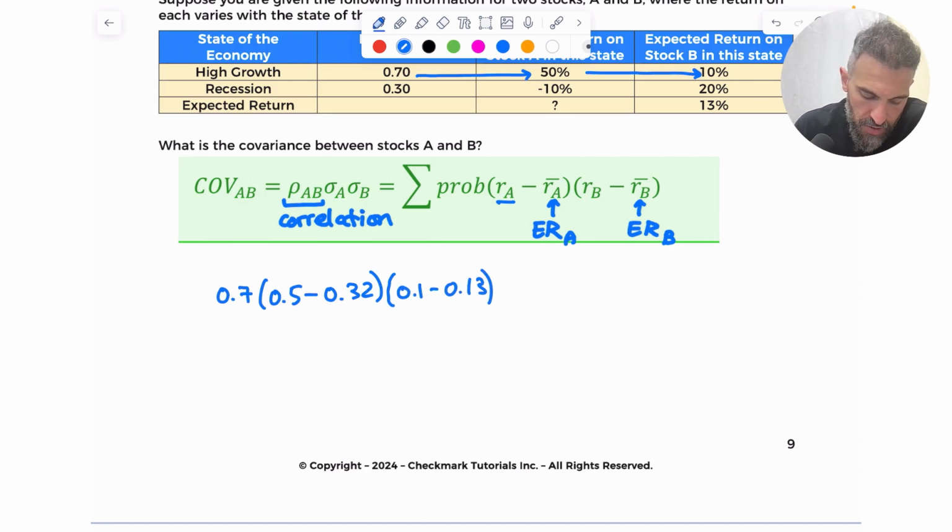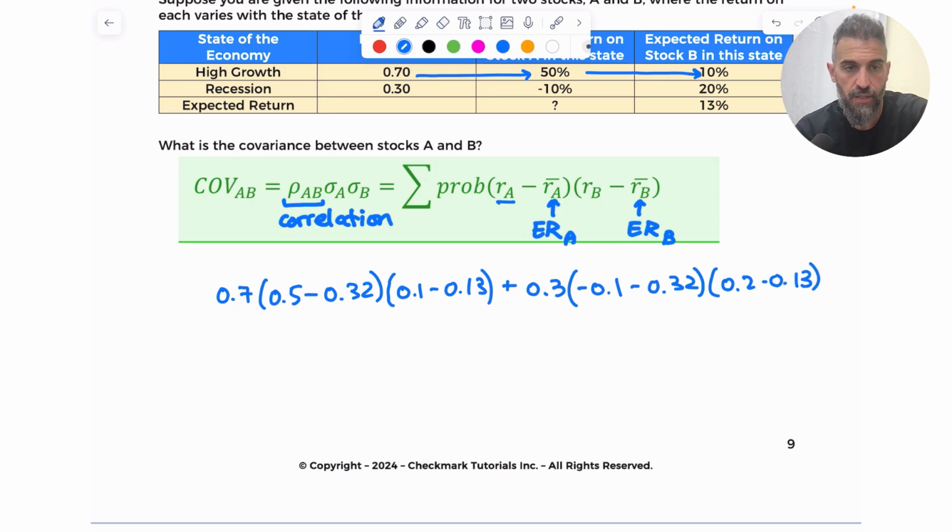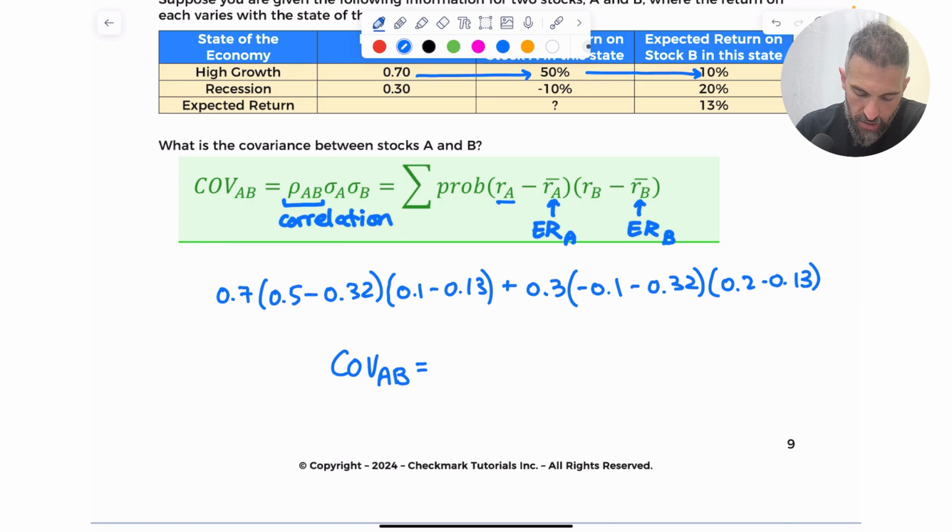And then you'll go down to the next row and do the same thing. 30% probability, negative 0.1 return minus the average. And then for B, 0.2 minus the average. Okay, let's punch that in. So you get a covariance. Another symbol for the covariance, if ever you come across it, looks like this.